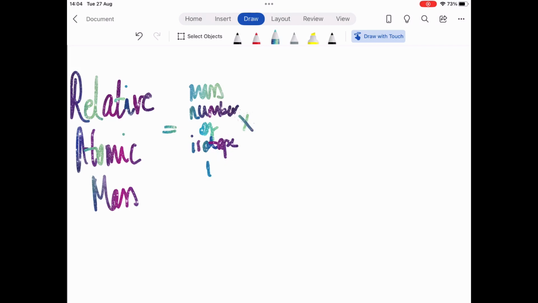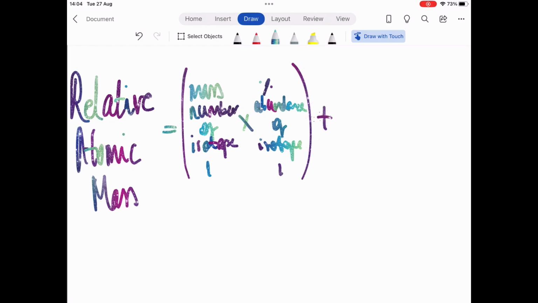Relative atomic mass is given by this formula. Here I'm using two isotopes, but sometimes in exams you might be given 3 or 4. And that doesn't matter, you just add the third or the fourth isotope to the equation and work it out as normal.